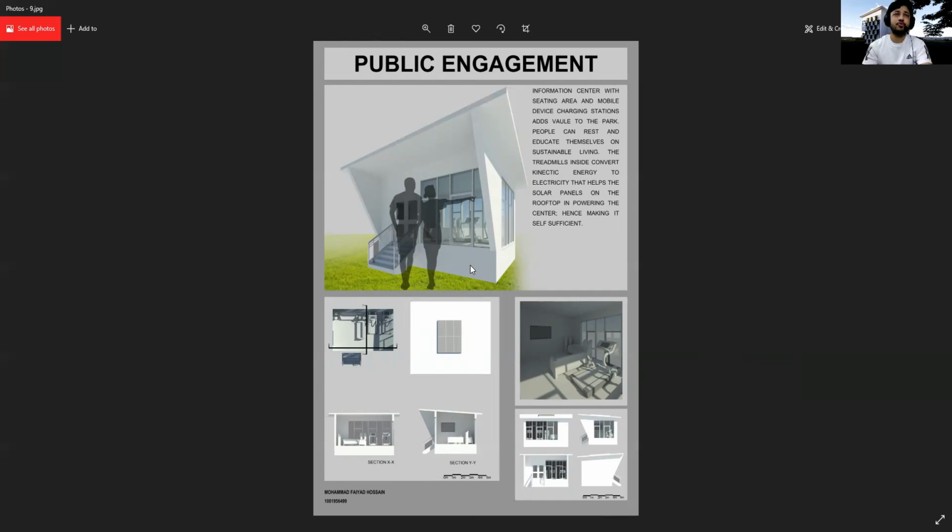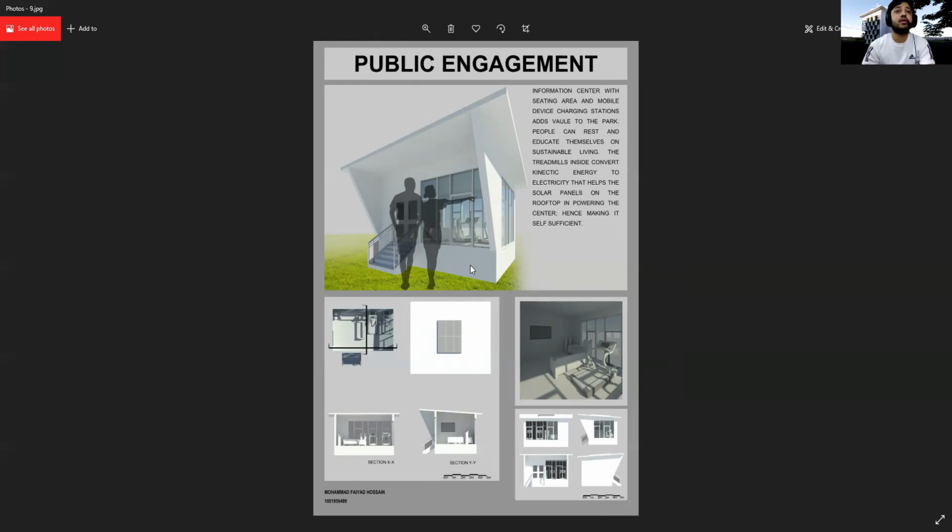Okay, so this is my last board, and this is the public engagement area board. For the public engagement area, I did an information center with a sitting area and mobile device charging stations. People can rest and educate themselves on sustainable living. The treadmills inside the public engagement area convert kinetic energy to electricity that helps the solar panels on the rooftop in powering the center. So this way, this building is also made self-sufficient.